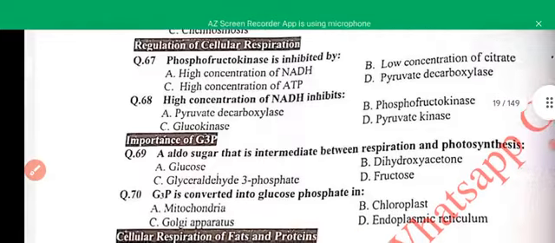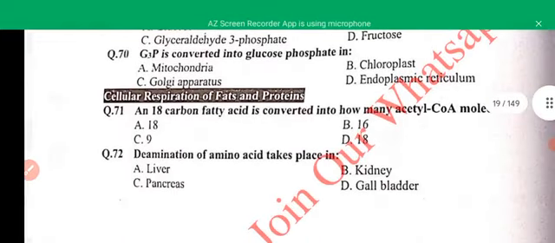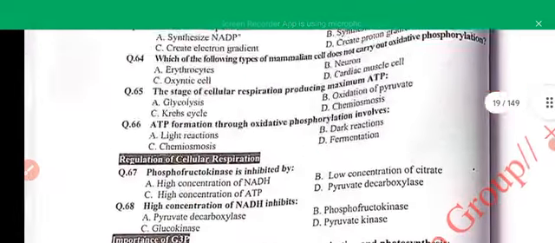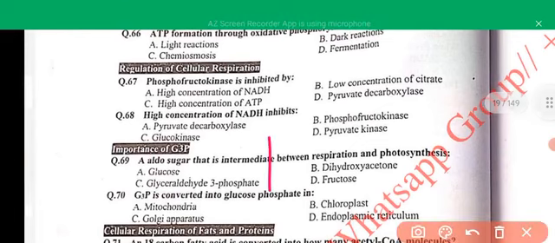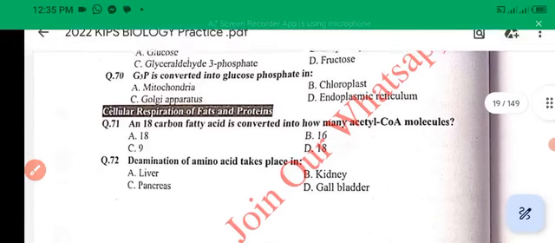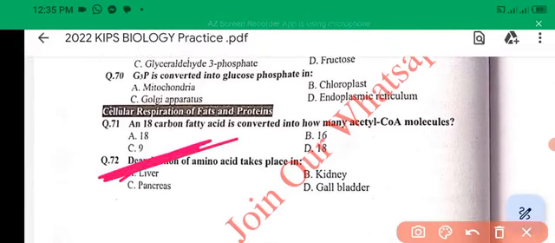70 B. Good, all good. Then, last, deamination of amino acids takes place. In deamination, the amino group is removed. It is a process of the liver. 62 A, best answer. Liver is the powerhouse and storehouse of metabolism.